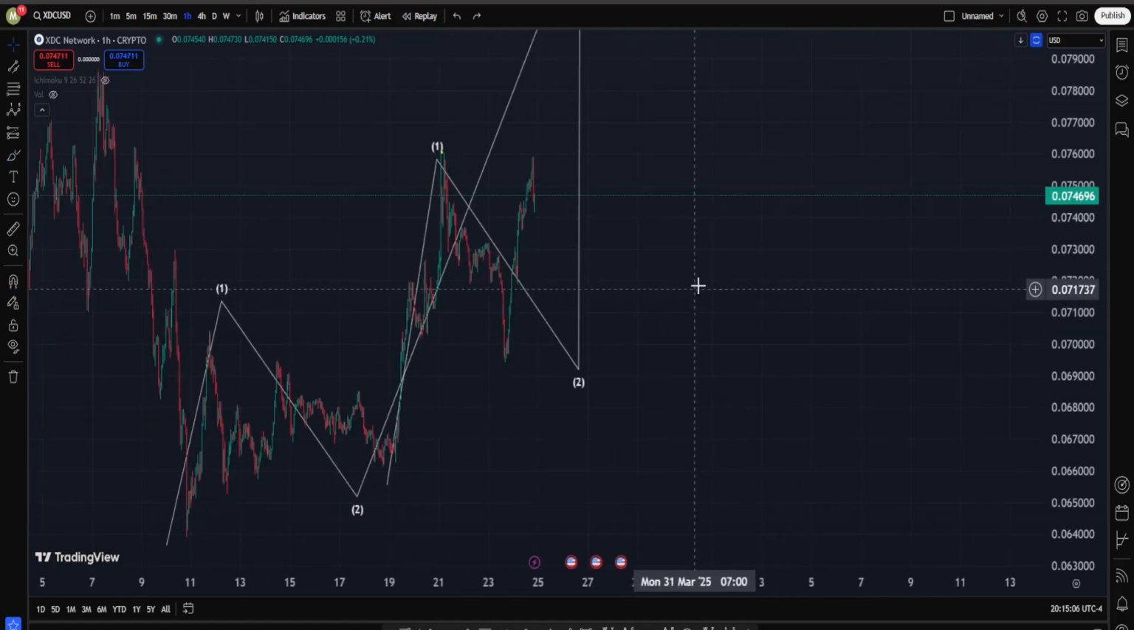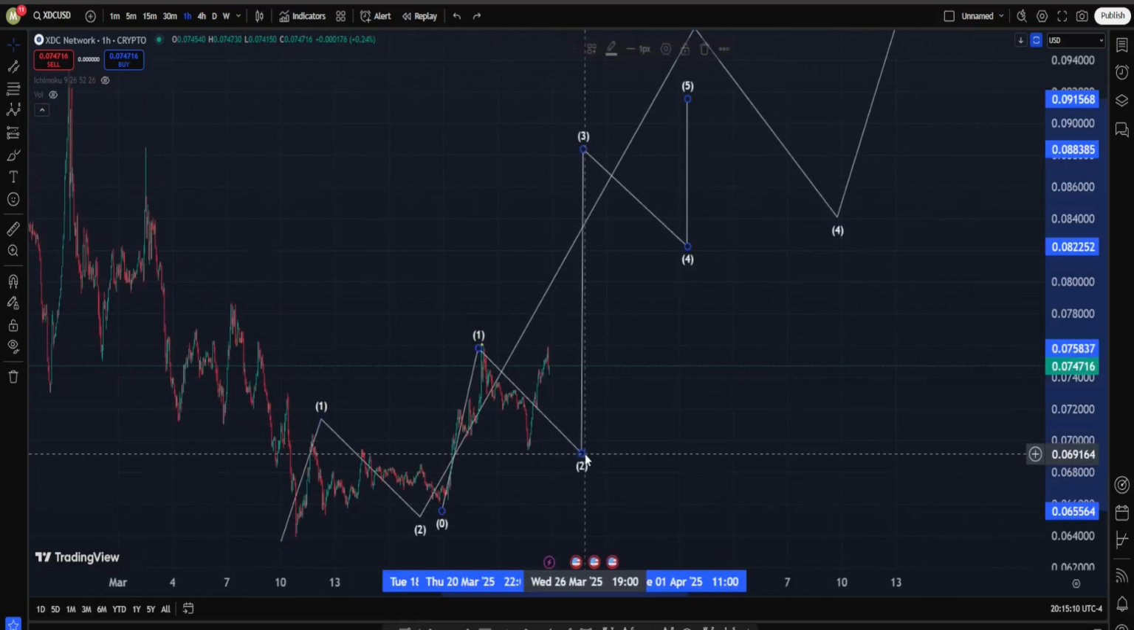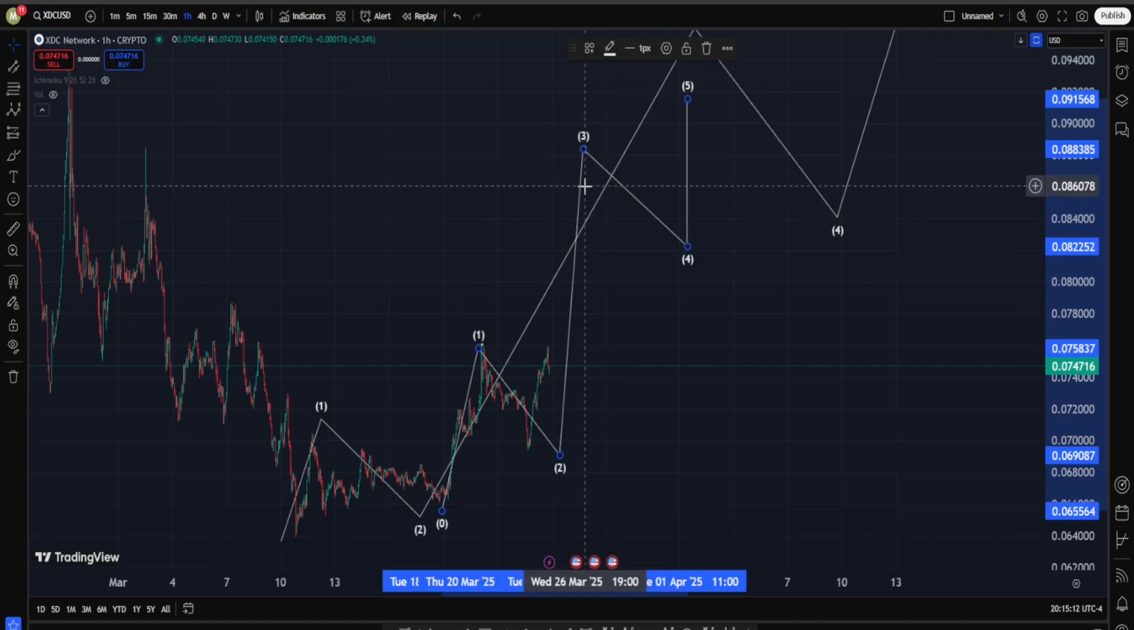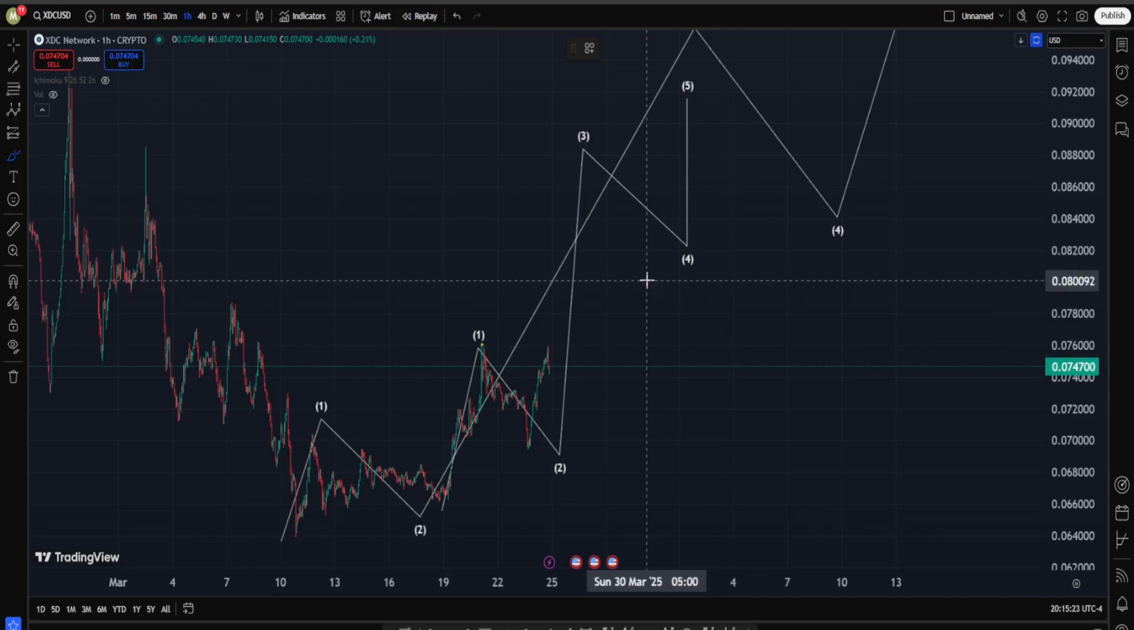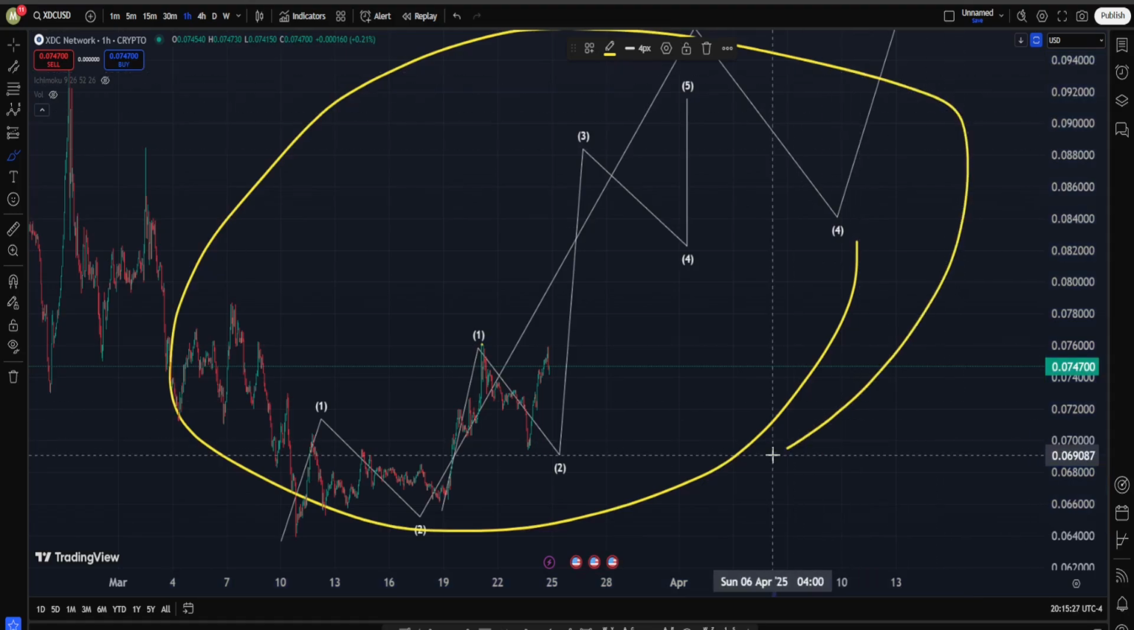But if this scenario is happening and the bottom is actually in, well, the next move up in XDC is actually going to be kind of a big one. So if we see a very strong move up at that point, we can say with quite a bit of confidence that the final low is in and this bullish scenario is in play. And I hope I explained everything well and you understood what is going on in XDC's chart.